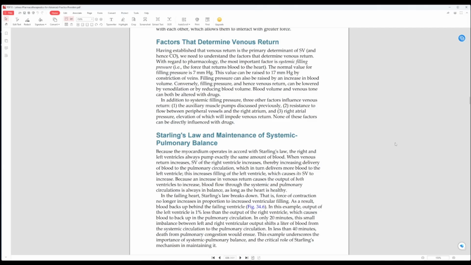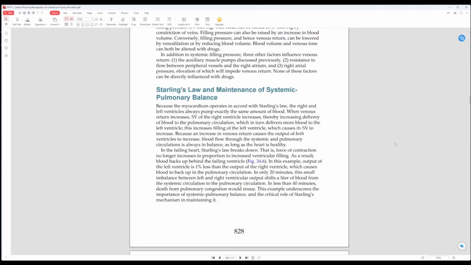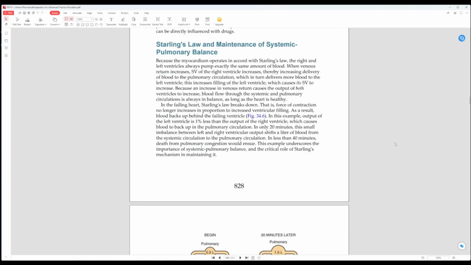In addition to systemic filling pressure, three other factors influence venous return. The first is the skeletal muscle pumps discussed previously; then the resistance to flow in peripheral vessels and the right atrium; and lastly, the right atrial pressure, the elevation of which can impede venous return. None of these factors can be directly influenced with drugs, so keep that in mind. Starling's law and the maintenance of systemic pulmonary balance.